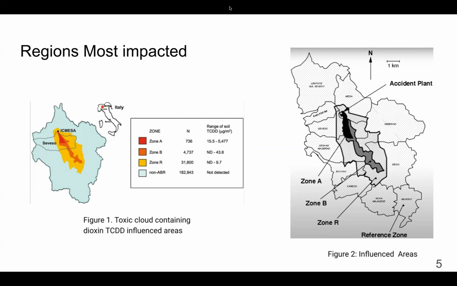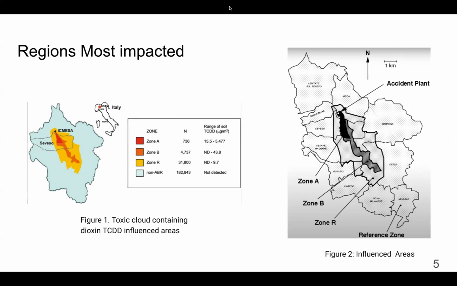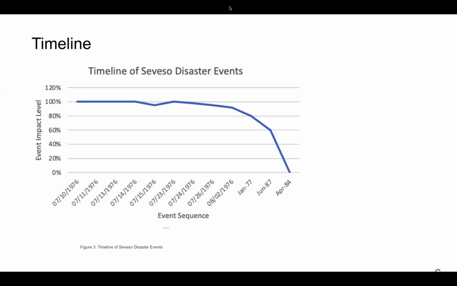In Zone A, we had the highest rating, where the TCDD level ranged from 15.5 to an alarming 5,477 micrograms per square meter. I will walk you through a detailed timeline, starting from the day of the explosion.